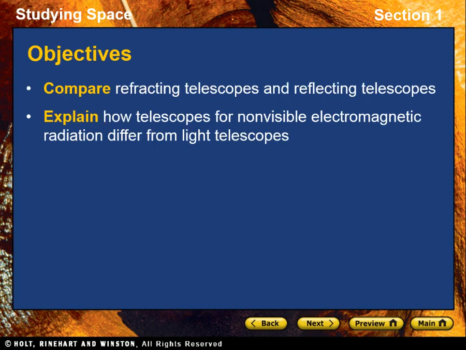At this point, you should be able to compare refracting telescopes and reflecting telescopes, and explain how telescopes for non-visible electromagnetic radiation differ from light telescopes.